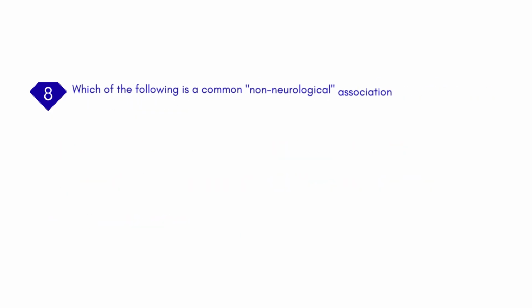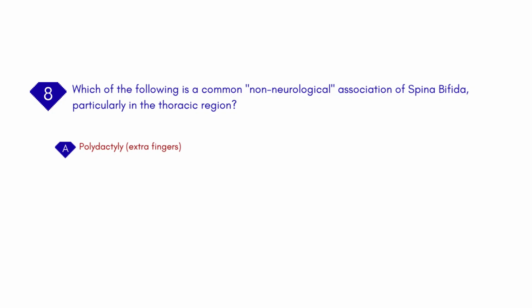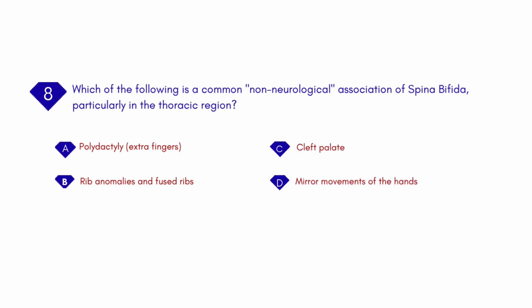Which of the following is a common non-neurological association of spina bifida, particularly in the thoracic region? A. Polydactyly, extra fingers. B. Rib anomalies and fused ribs. C. Cleft palate. D. Mirror movements of the hands. Answer, B. Rib anomalies and fused ribs.